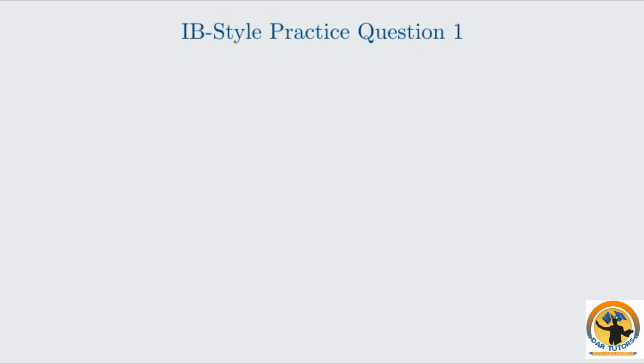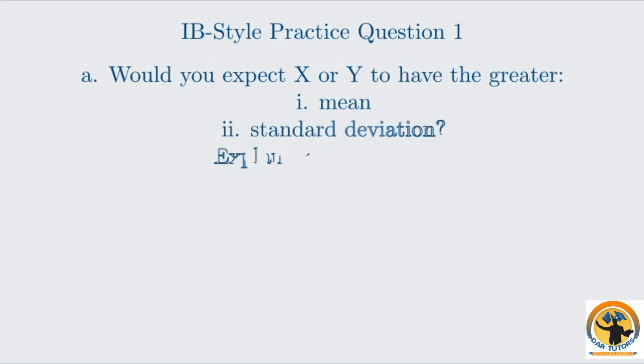Here is our first problem. A tetrahedral die has faces labeled 1, 2, 3, and 4. Let x be the number rolled when the die is rolled once. Let y be the highest number rolled when the die is rolled twice. The question asks two parts. First, would you expect the mean of y to be greater than the mean of x? Second, would you expect the standard deviation of y to be greater than the standard deviation of x? Explain your answers. Take a moment to think about this.